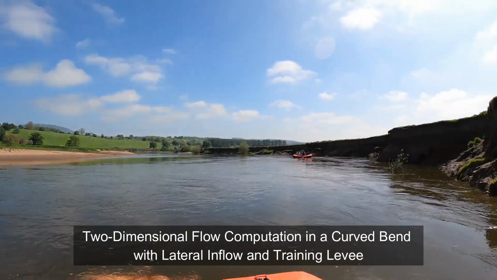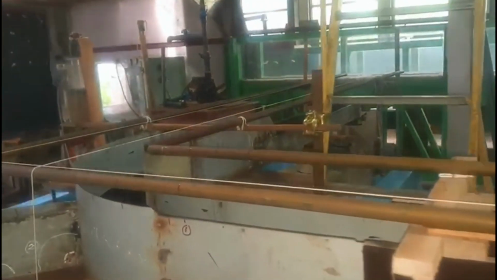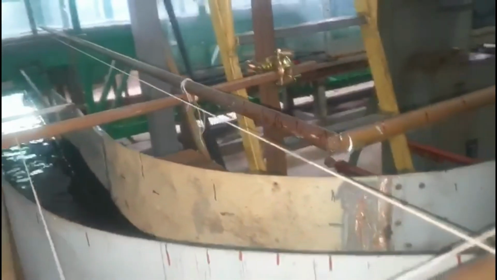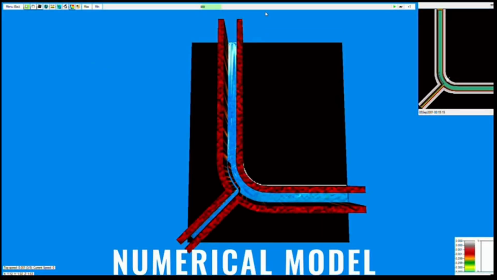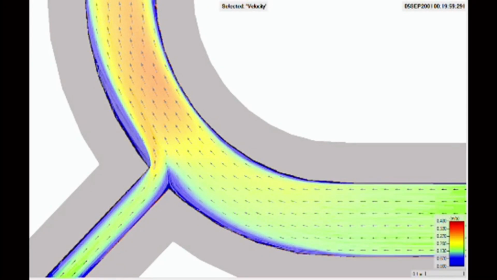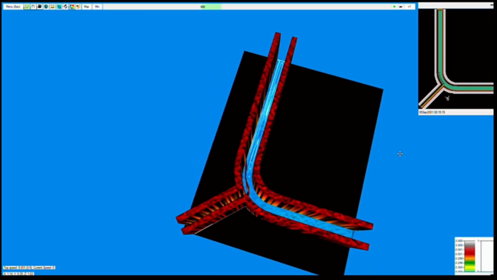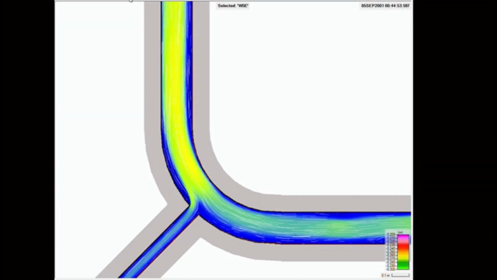Excessive bank erosion at river confluences with lateral inflow poses a significant challenge. To address this, the study investigates the impact of a strategically placed training levee to control flow and reduce erosion. Using both experimental and computational methods, including HEC-RAS 2D simulations, the research examines flow behavior under various conditions, with and without the levee. The model considers factors such as river curvature, lateral inflow, and the levee's role in flow redistribution, aiming to determine the optimal orientation for effective erosion mitigation.